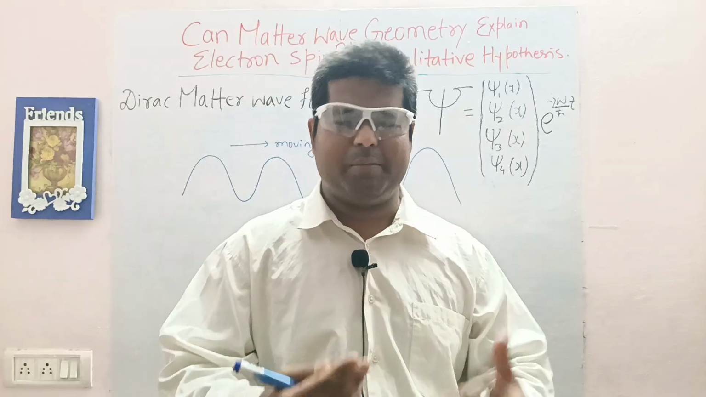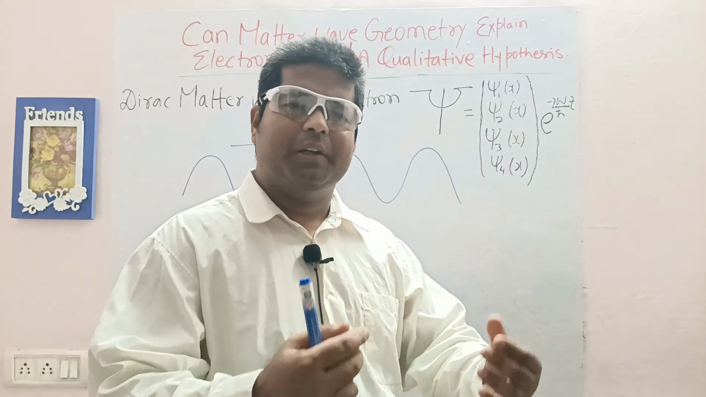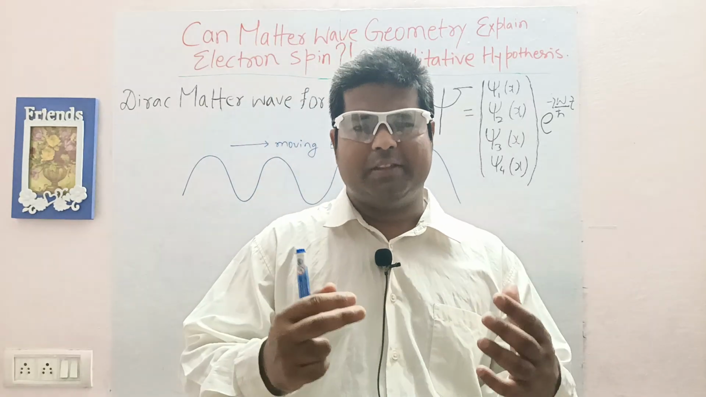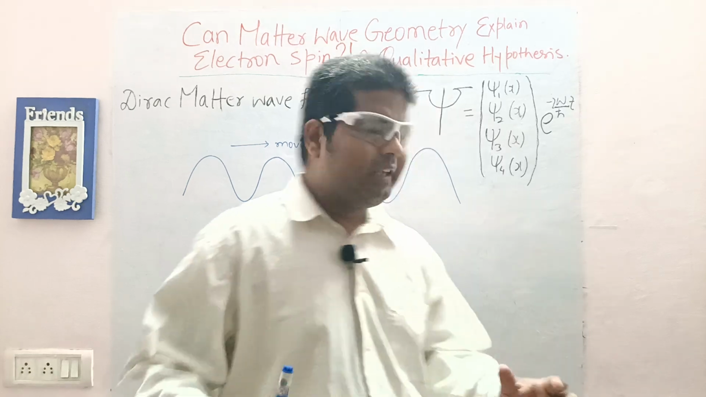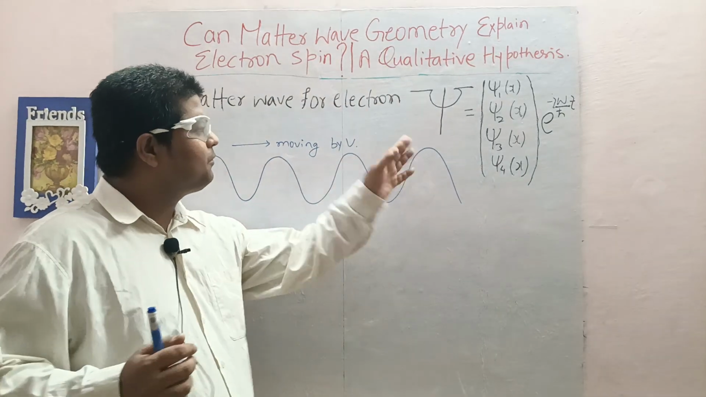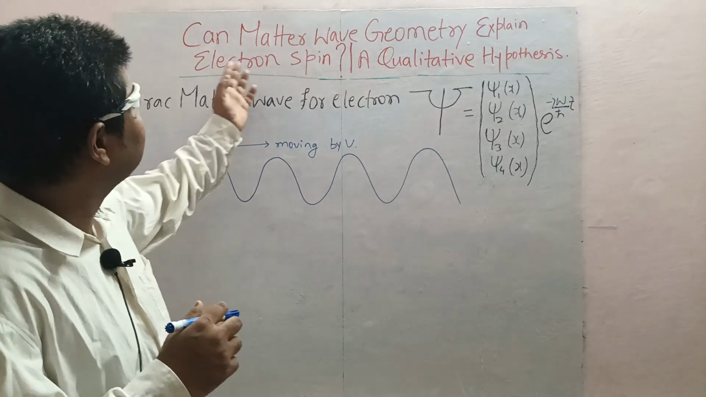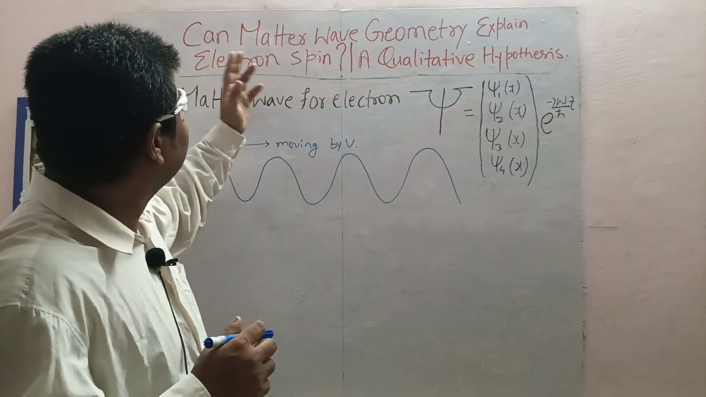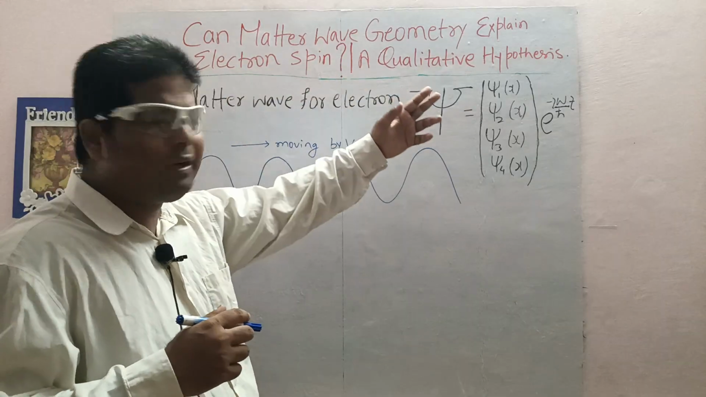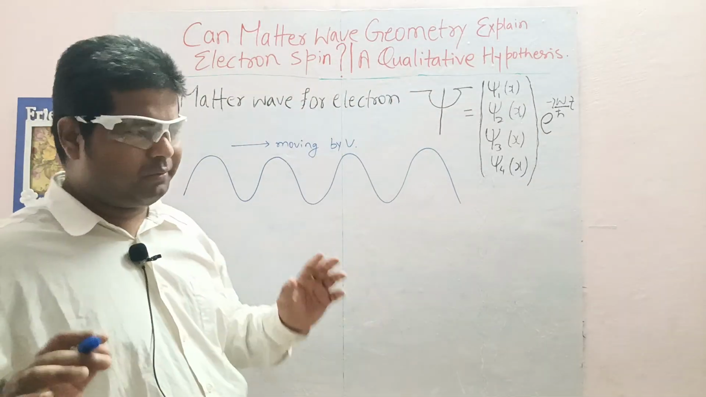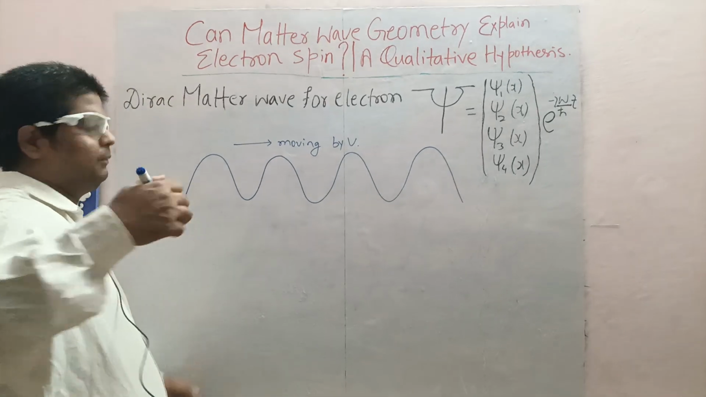How do we think about, how do we physically imagine what type of situation it is that explains these 4 components. Let's see here. As my heading is, can matter wave geometry explain electron spin? A qualitative hypothesis. These are my works. These are not proven theory. I'm working on it. See.